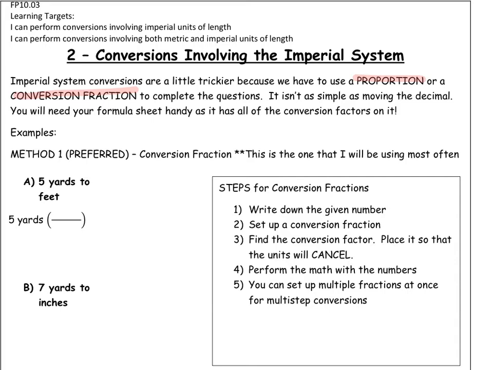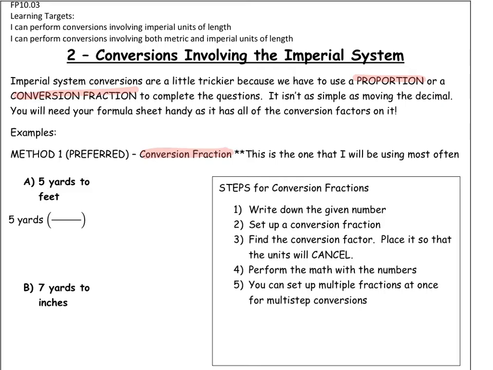The first method I'm going to show you is the conversion fraction. Now, I like this method because if it's more than one step to get between point A and point B, like if I need to go from, say, inches to miles or miles to inches, there isn't a direct number on your sheet, so it would be a more than one step conversion. And I like this because we can show it all in one step instead of having to do multiple calculations. So I'm going to go through this one first of all.